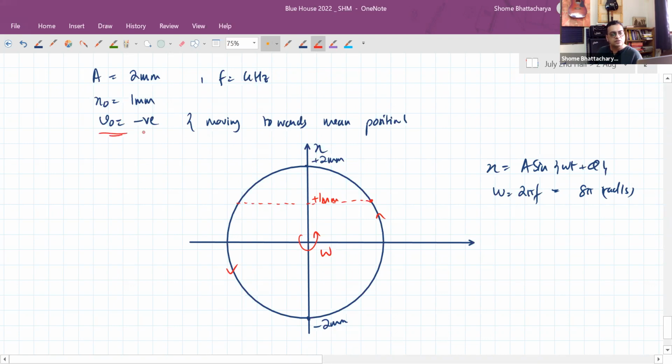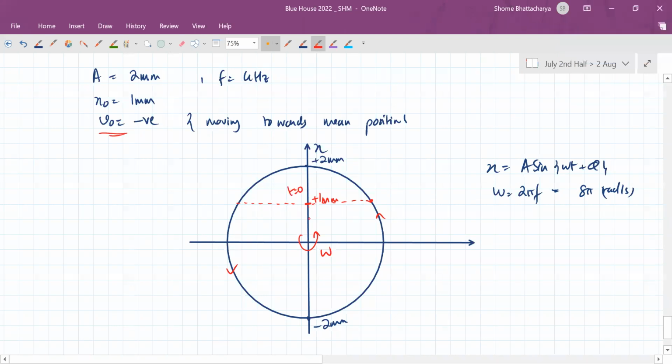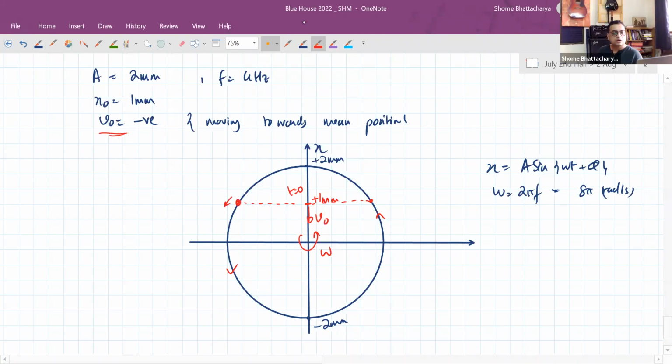Now we know that the initial velocity is negative. So that means the projection at t equal to 0, x naught, is moving downward. So that means the particle is here. Now you can immediately see what the initial phase constant will be. The initial phase constant is nothing but this angle, phi. This is very easy to work out trigonometrically, no? If this is half, you can see immediately it's in the second quadrant. So the phase constant phi is equal to sine inverse of half in the second quadrant, not the first quadrant. So you can see that it is 5 pi by 6.